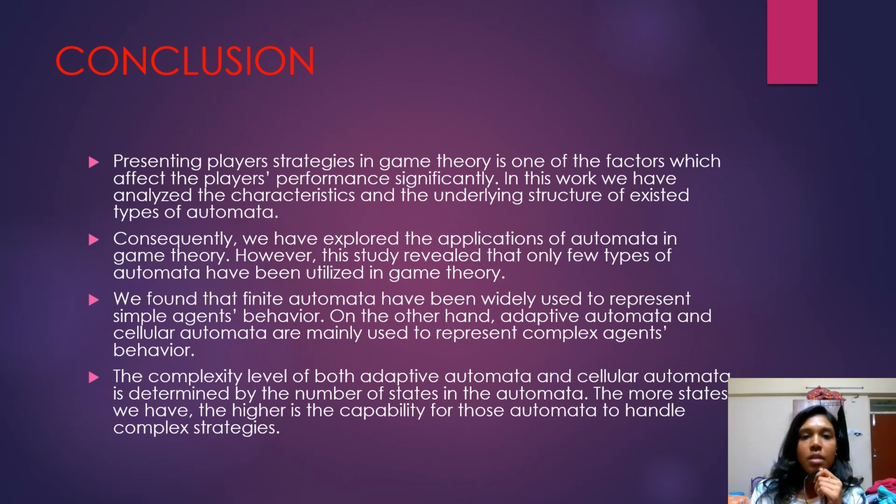We found that finite automata have been widely used to represent simple agent behavior. On the other hand, adaptive automata and cellular automata are mainly used to represent complex agent behavior. The complexity of both adaptive and cellular automata is determined by the number of states in the automata. The more states, the higher the capability for those automata to handle complex strategies.